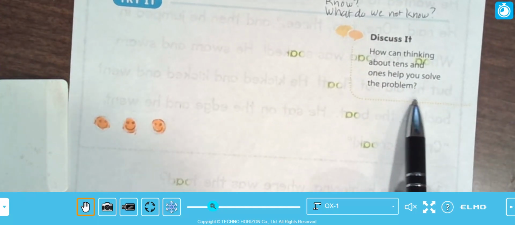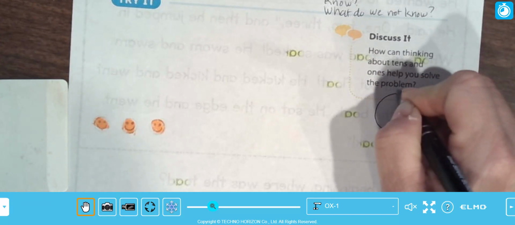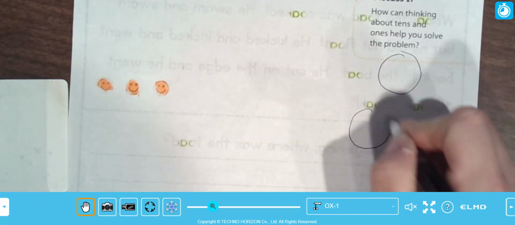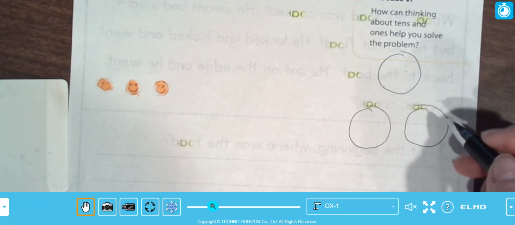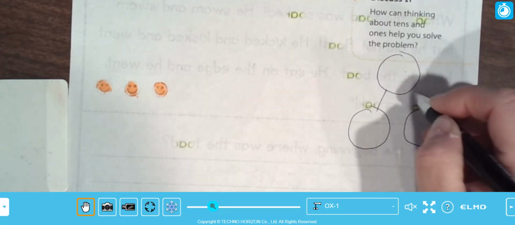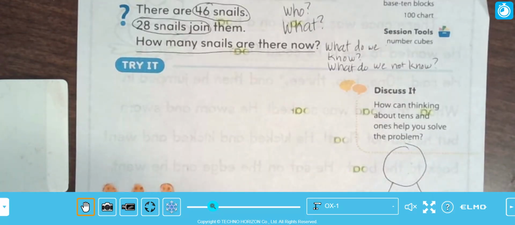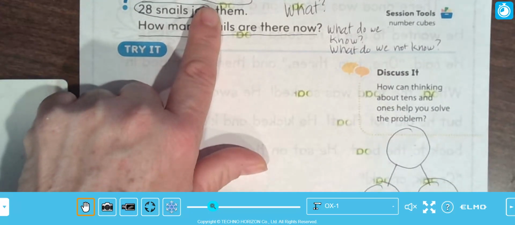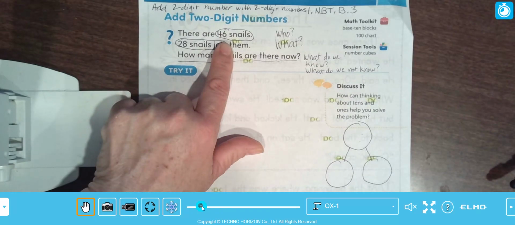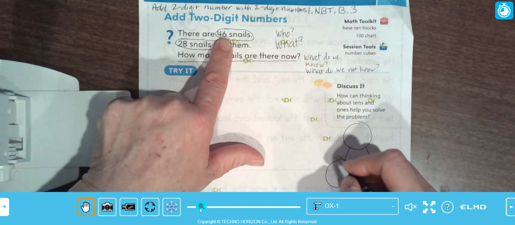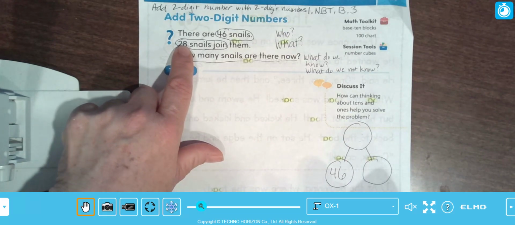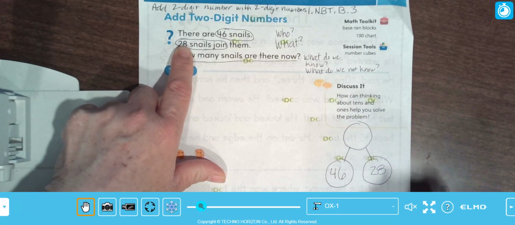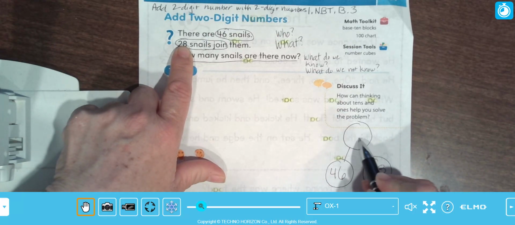So right here, underneath this discuss it, I'm going to draw a number bond. First, I'm drawing the circles before I write, and I make sure they're nice and kind of big, not real tiny. And I'm going to put the lines next, okay? Now, this is one part, 46. I'm going to put that here. That's the beginning part. The next part is the part that came. That's 28. I'm going to put that here. This is the part we need to find out.